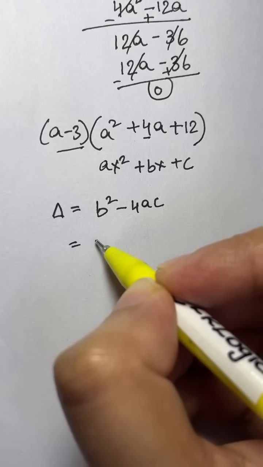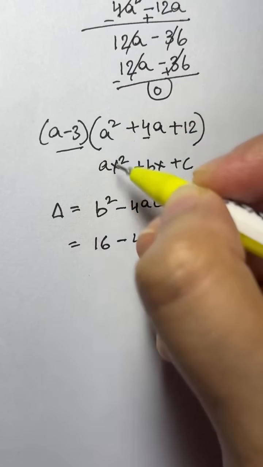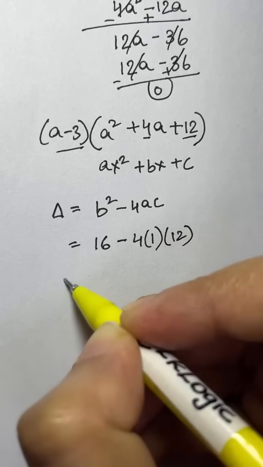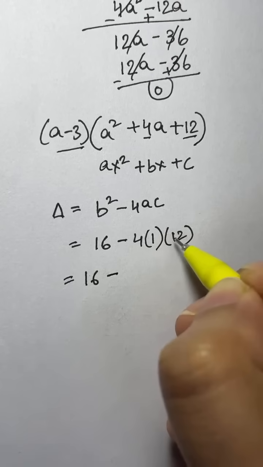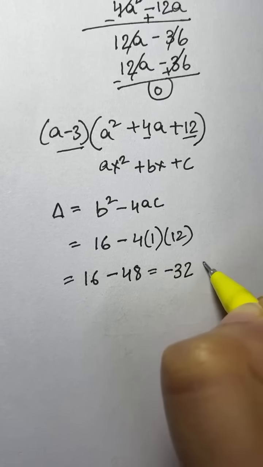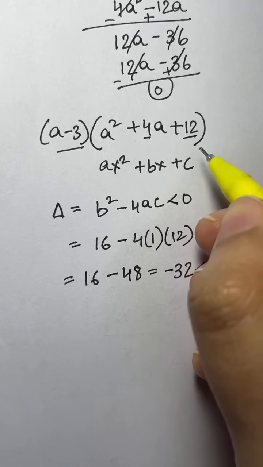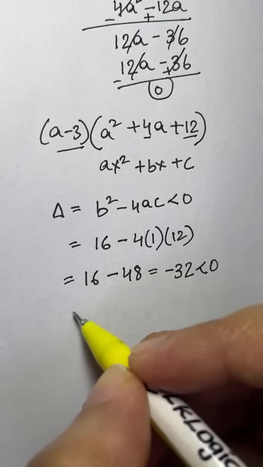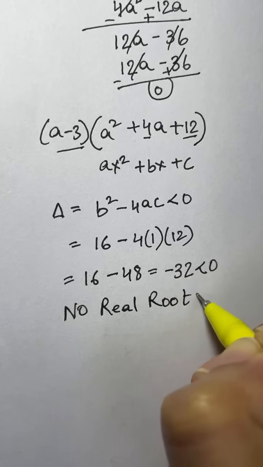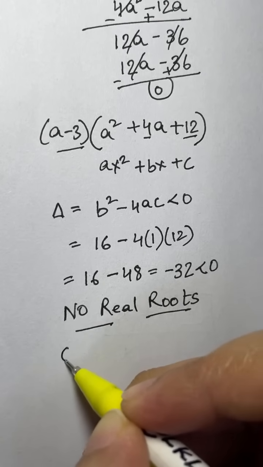So we have 4 square, that is 16, minus 4 into a, the coefficient of a is 1, and c is 12. So let's write down 16 minus 4 times 12, which is 48, which is equal to negative 32, and it is lesser than 0. So discriminant is lesser than 0 here. So it does not have any real roots. No real roots. It only has complex roots.